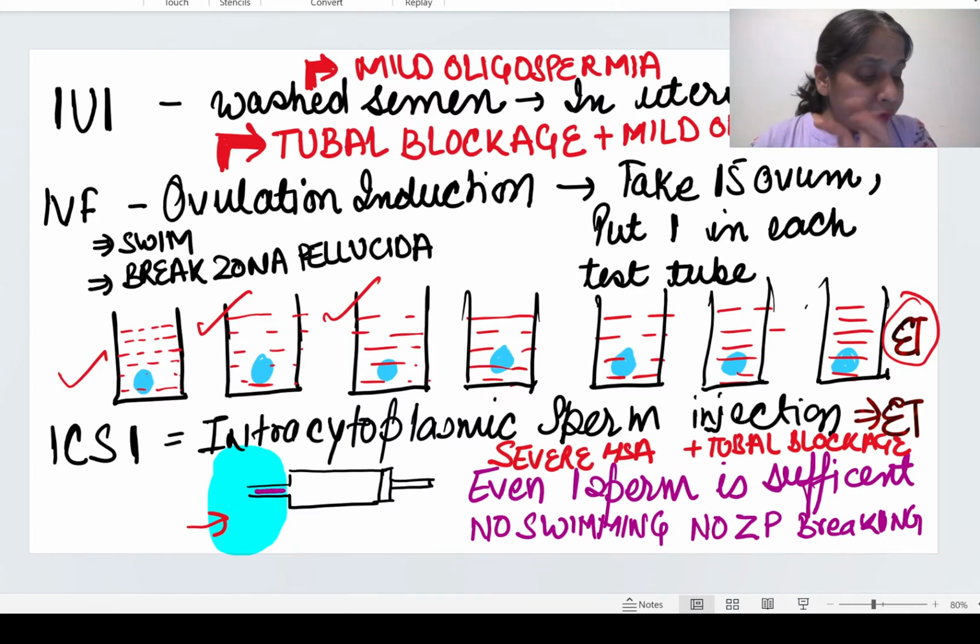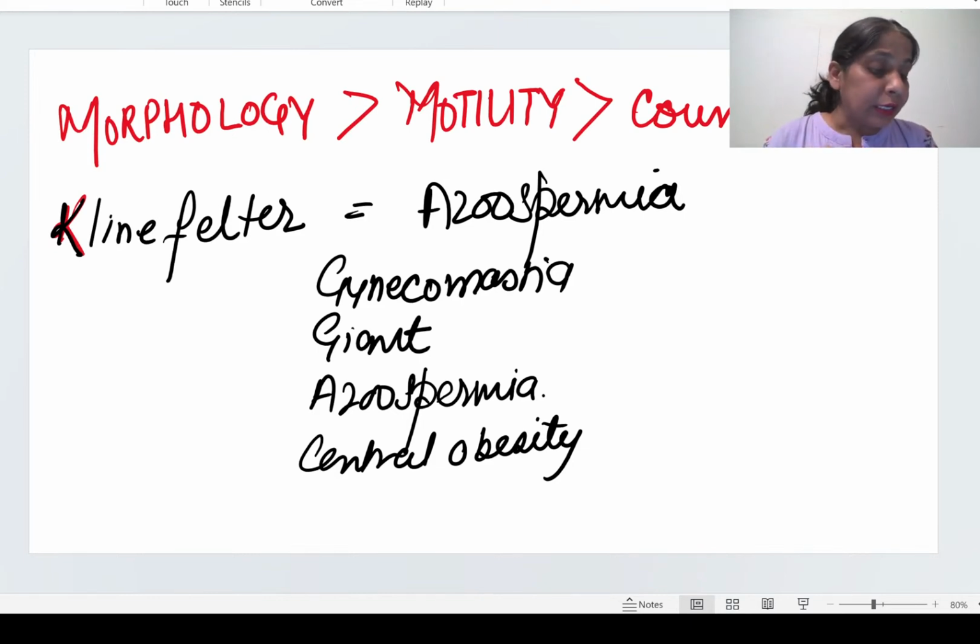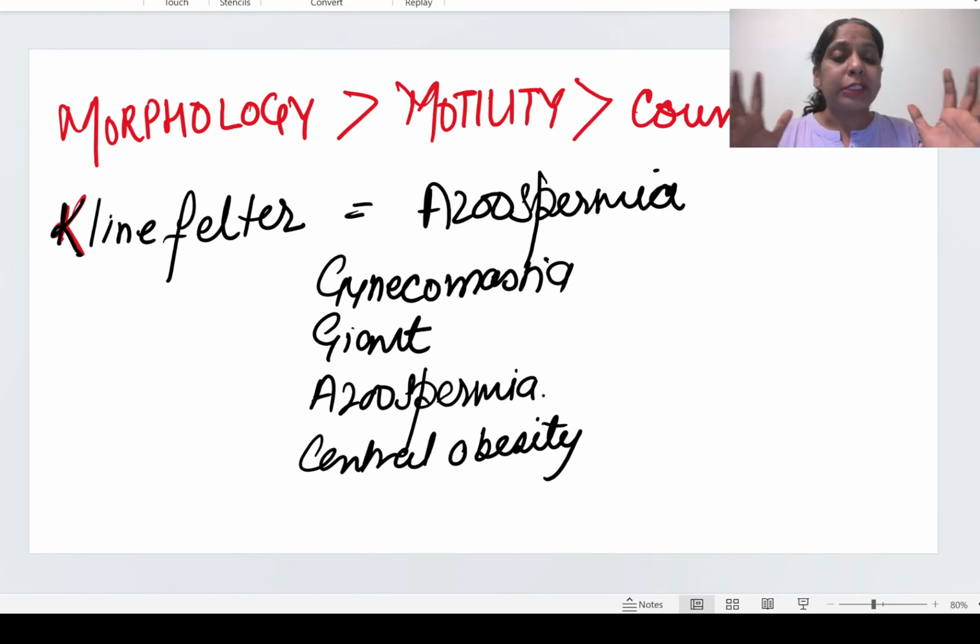Now if you have understood all this, you will understand which criteria is more important: morphology, motility, or count. In ICSI we saw that even one sperm was able to fertilize the ovum. It means the sperm does not have to swim, so motility is not essential. It does not have to be many, so count is not essential. But that single sperm should have the proper acrosome, proper nucleus, and proper tail. Then only will that sperm be able to fertilize the ovum. So morphology is the most important criteria. Please make it clear in your mind. Morphology is the most important criteria.